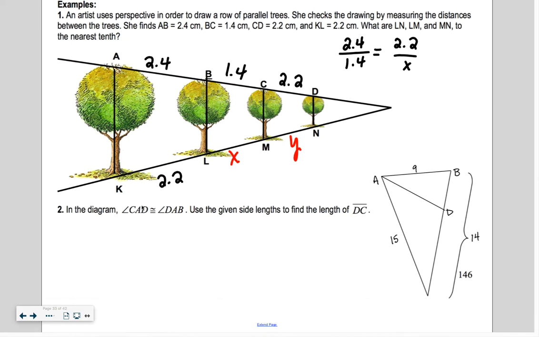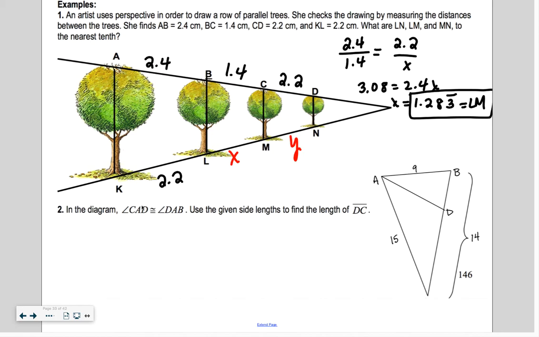And then we solve for x. So we're going to cross multiply. Cam, you doing it? So I end up getting 3.08 equals 2.4x, and I divide by 2.4. So I get x is equal to 1.283 repeating. Okay, so that was LM. You could write it as a fraction if you do Math 1. It would be 77 over 60.